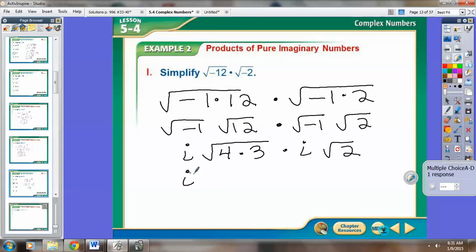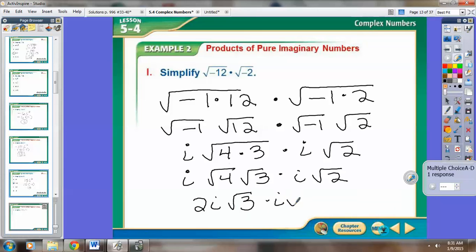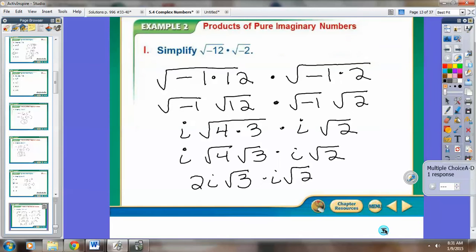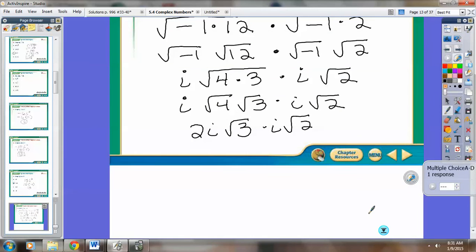I'm going to apply the product property again here and give 4 and 3 its own square root. Just bringing everything else down for the time being. Square root of 4 is 2, so I really have 2i square root of 3 times i square root of 2. Now we can go ahead and multiply. I have 2. i times i would be i squared. And the square root of 3 times the square root of 2 is square root of 6.